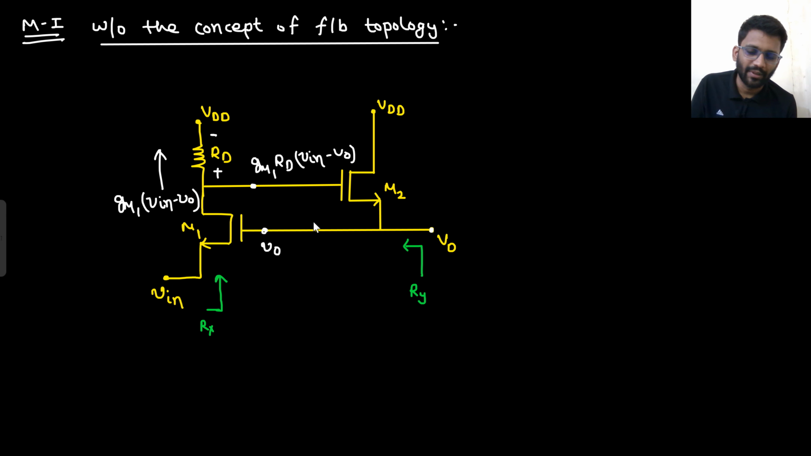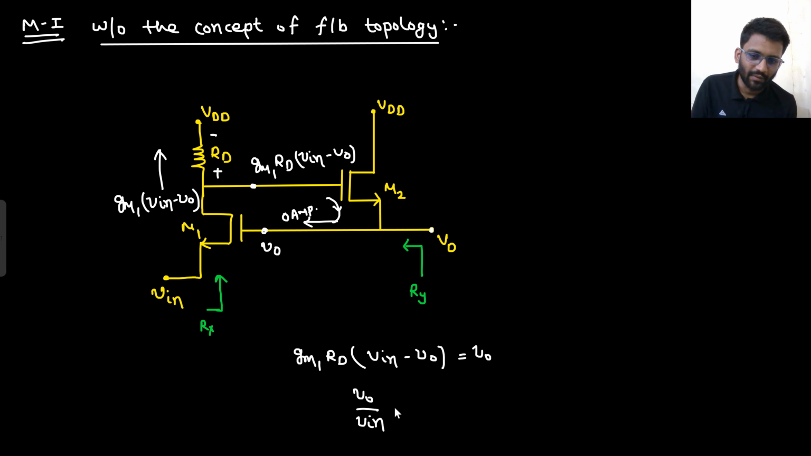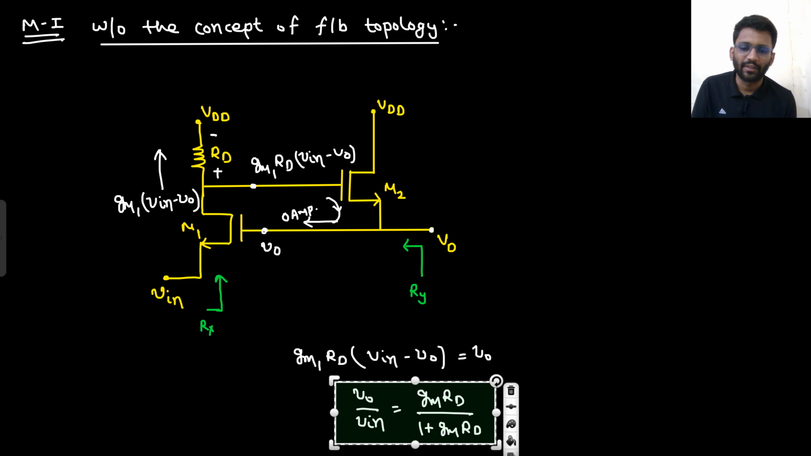Since there is 0 ampere current in this loop, that means VGS value is 0. If VGS value is 0, that means gate and source potentials are equal. So gm1 RD (Vin minus V0) is equal to V0. So what will be your V0 by Vin? V0 by Vin is gm RD upon 1 plus gm RD. So this was the first thing that we needed to determine. The second thing is you need to determine Rx. So what is your Rx?